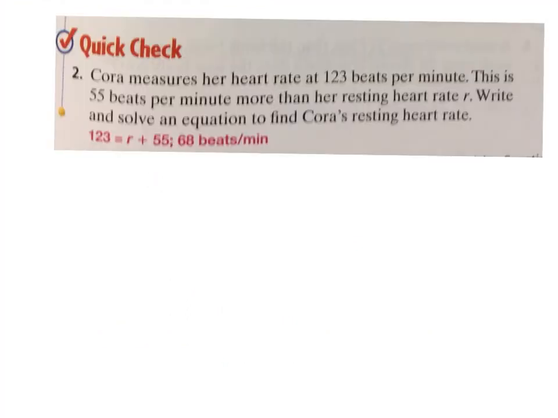Cora measures her heart rate at 123 beats per minute. This is 55 beats per minute more than her resting heart rate, R. So what we're looking for is 123. You could write a different equation too, by the way, if you like, but we'll write this one. 123 equals 55 plus R. So again, we're looking here, what's attached to the R? 55 is, attached by addition, so we're going to use subtraction. Subtract 55 from both sides.